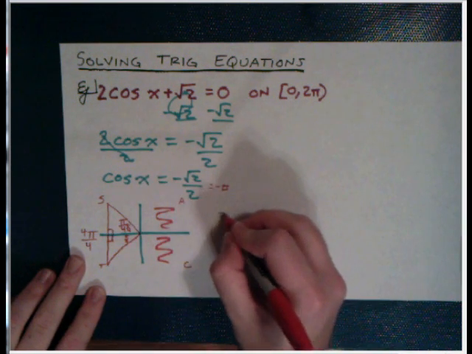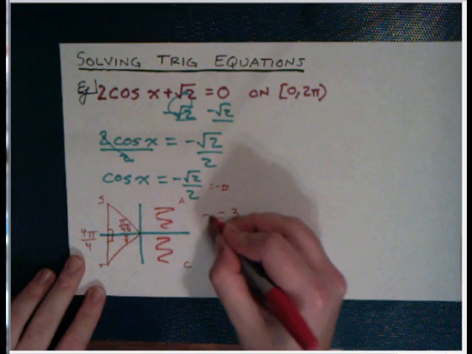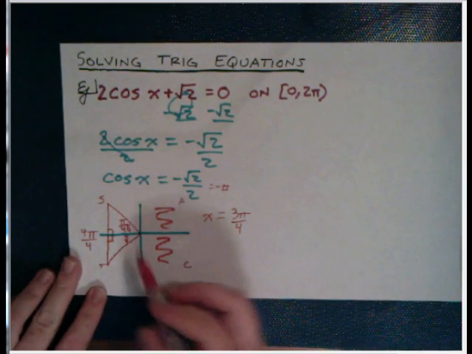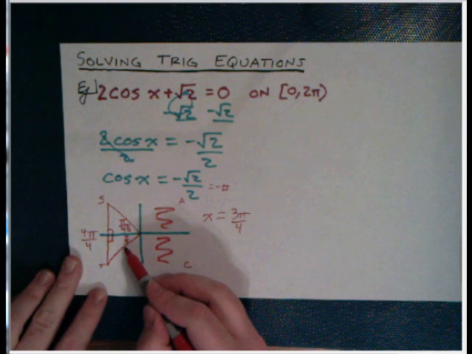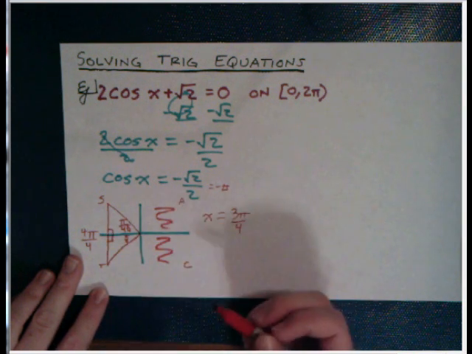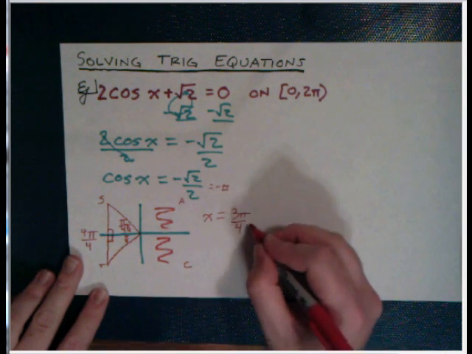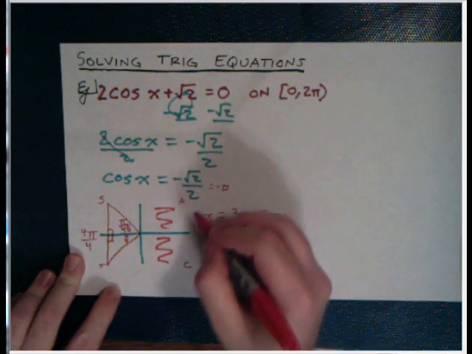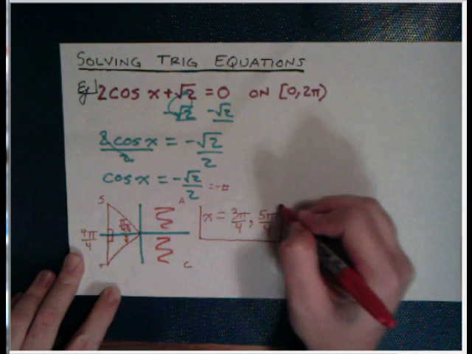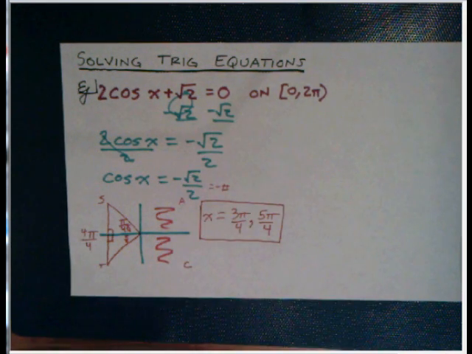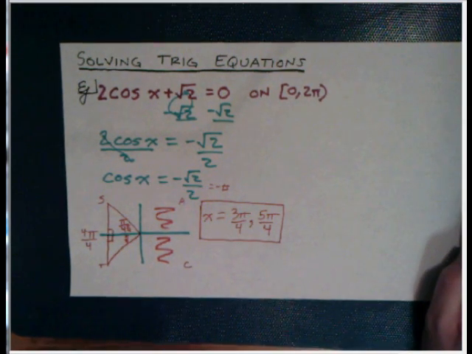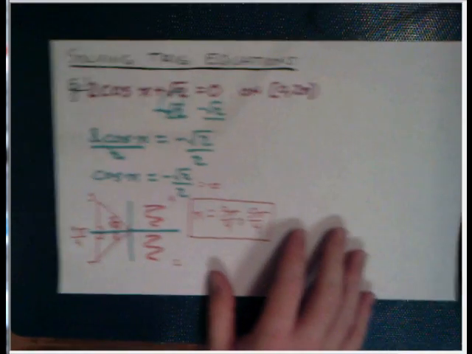So one of our two solutions is going to be 3 pi over 4, because that would be 4 pi over 4 minus pi over 4. And then this one's going to be pi over 4 past pi, so pi over 4 plus 4 pi over 4 is going to be 5 pi over 4. So assuming I haven't missed anything, my solutions should be 3 pi over 4 and 5 pi over 4.